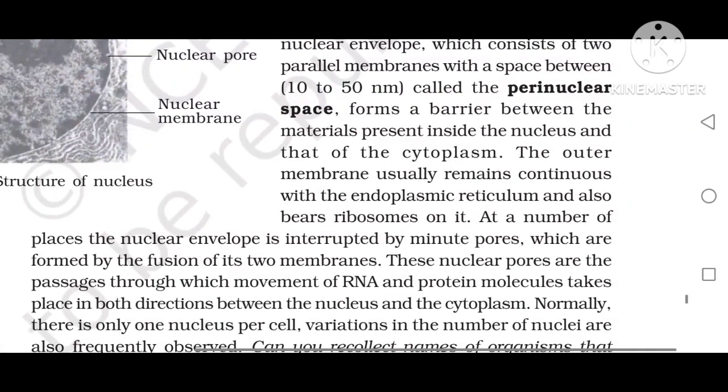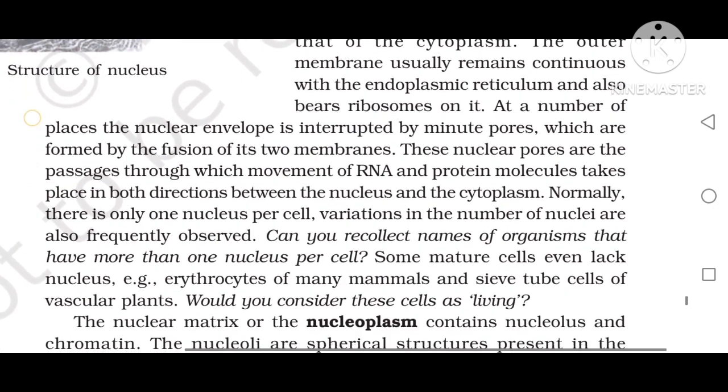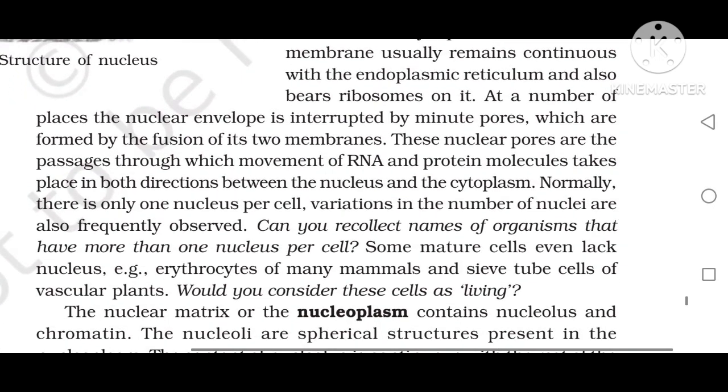The outer membrane usually remains continuous with the endoplasmic reticulum and also bears ribosomes on it. At a number of places, the nuclear envelope is interrupted by minute pores, which are formed by the fusion of its two membranes. These nuclear pores are the passages through which movement of RNA and protein molecules takes place in both directions between the nucleus and the cytoplasm.